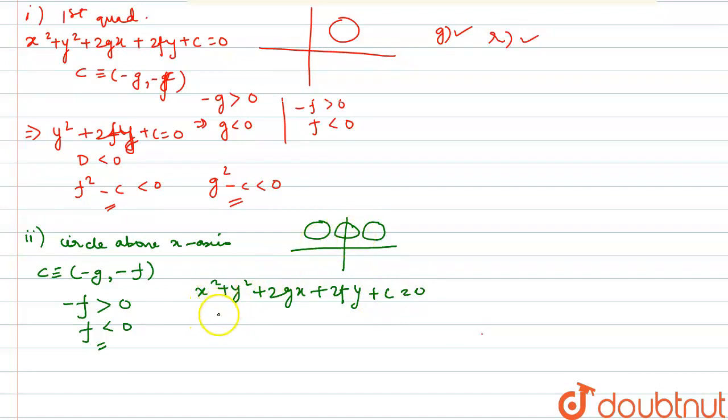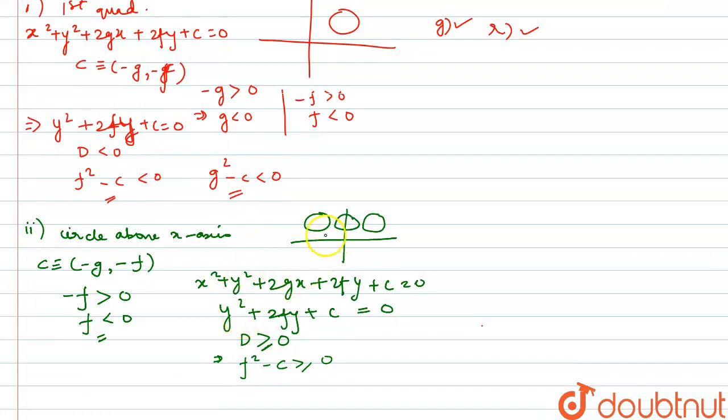So putting x equal to 0, we'll get y square plus 2fy plus c must be equal to 0, and for D it will be greater than or equal to 0. Therefore, we can get f square minus c greater than or equal to 0.